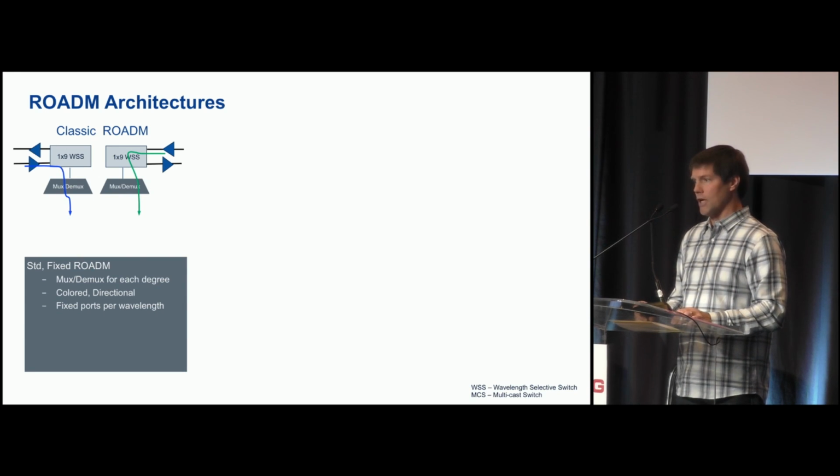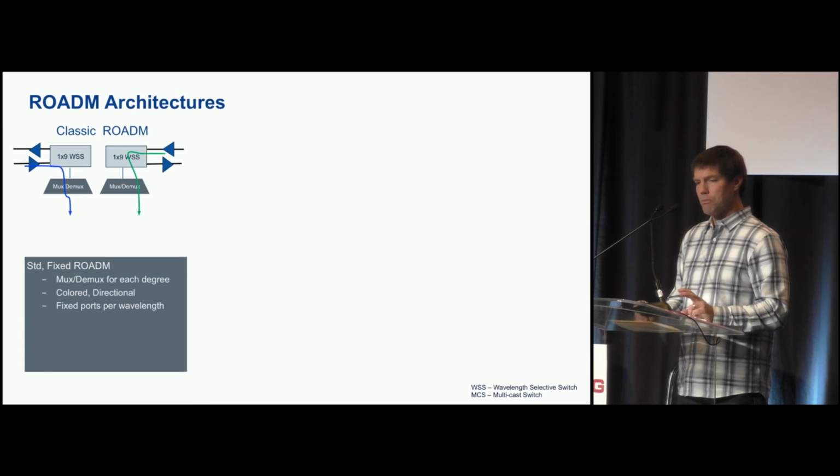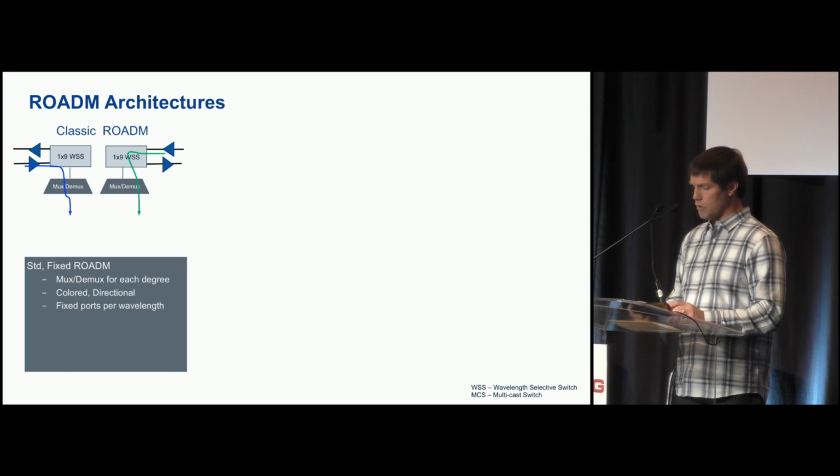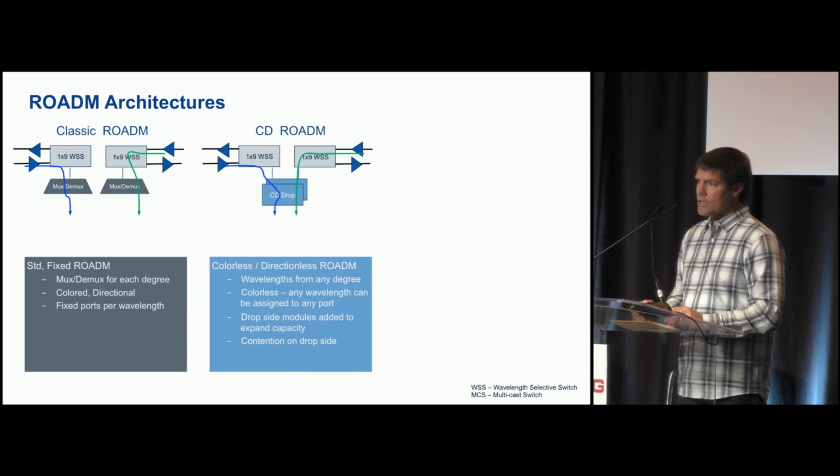It'll go out the drop port of the ROADM, hit the mux demux, and then hit an optical transponding function beneath it. So typically these are colored, they're directional, and they're also fixed, meaning each port is specific to a certain wavelength, and I have to make sure that my optical transponder connected to that port is that wavelength, or else it won't be transmitted across into the ROADM. It'll be blocked.